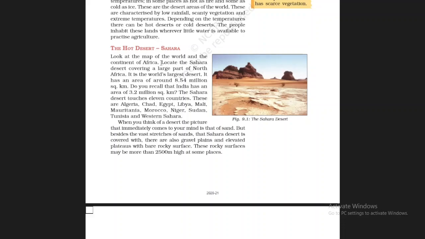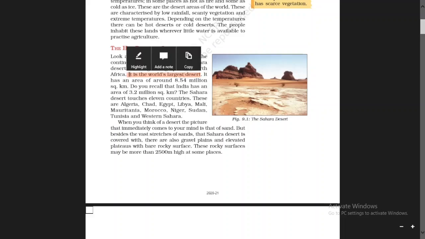Here it asks you to look at the map of the world and the continent of Africa. There, locate the Sahara Desert covering a large part of North Africa. So the northern part of Africa is covered by this Sahara Desert. It is the world's largest desert. Boys, underline this. In case anybody asks you which is the largest desert in the world, you have to say the Sahara Desert.